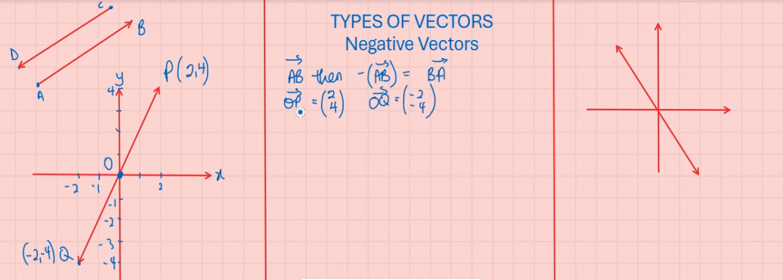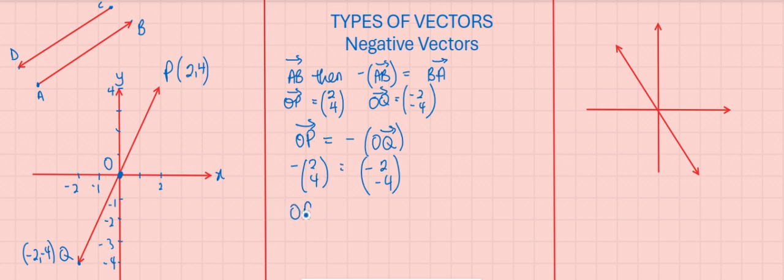What can you say about the relationship between OP and OQ? We can say that OP is equal to the negation of OQ. So if we negate 2, 4, we will get negative 2, negative 4. And so we can say that OP and OQ are negative vectors.